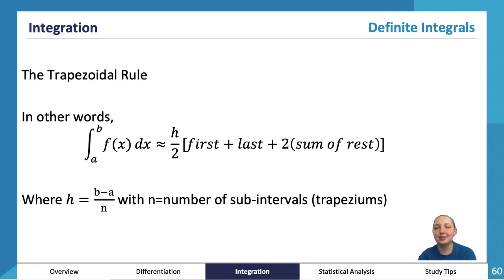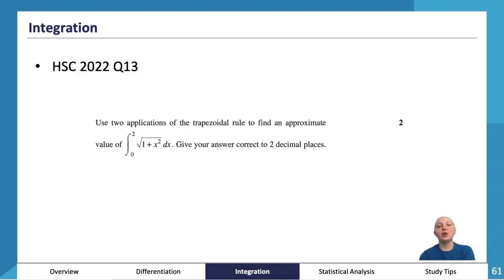Okay, this all may seem a little bit complex still, and a lot of people really don't like the trapezoidal rule, but we'll just look at an example so you get a bit of a picture of this. The question says use 2 applications of the trapezoidal rule to find an approximate value of the integral of root (1 plus x squared) dx between 0 and 2. Give your answer to 2 decimal places.